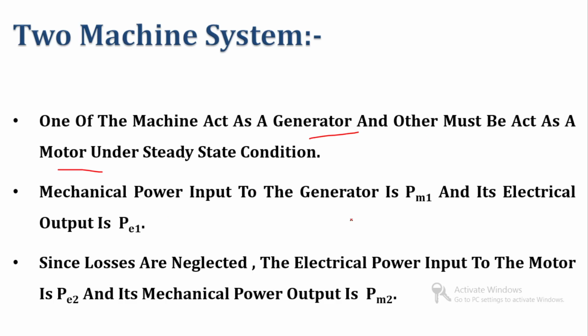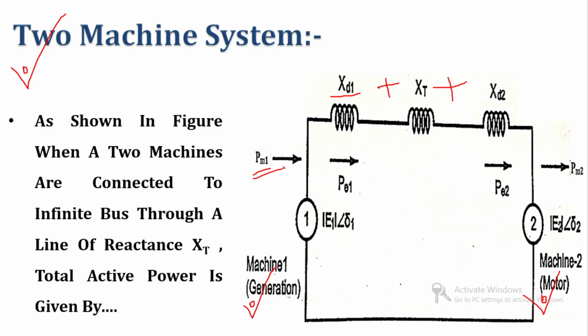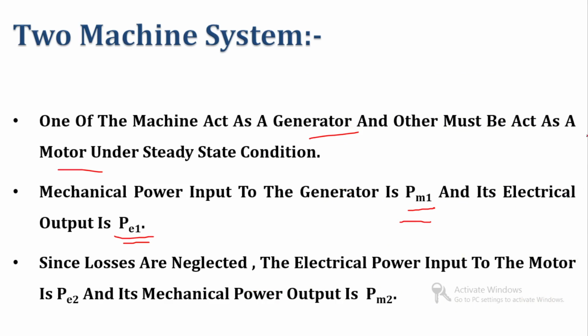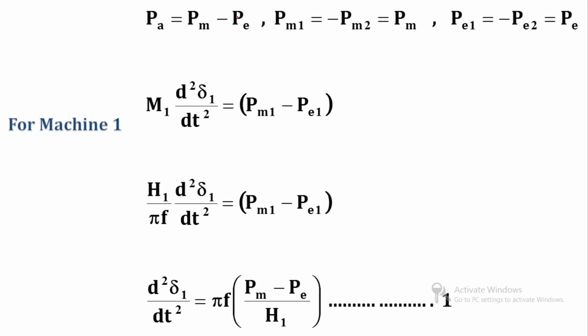Now the mechanical power input to the generator is PM1 and its electrical output is PE1. Clear? PM1 is the mechanical input for the generator, PE1 is the electrical output of the generator. In the same way, PE2 is the electrical input to the motor, PM2 is the mechanical output of the motor. We know that accelerating power is given by PM minus PE. So this is the first case.